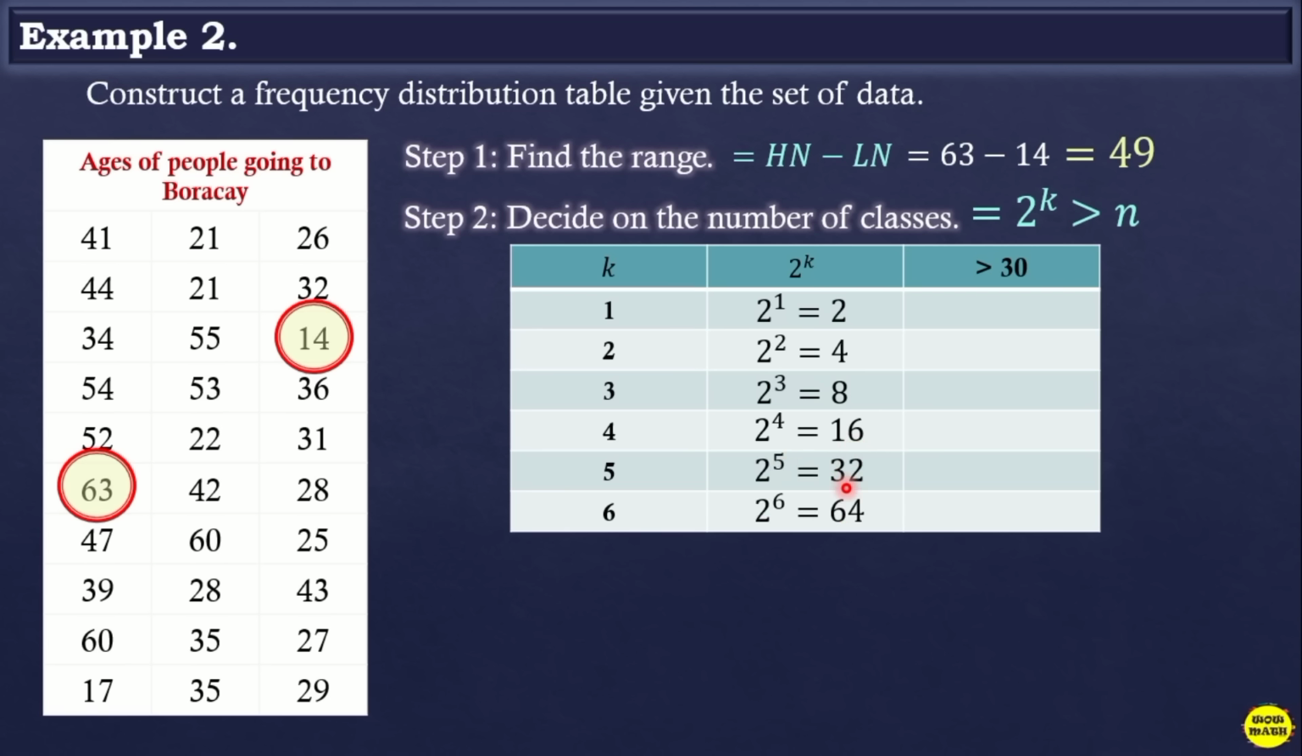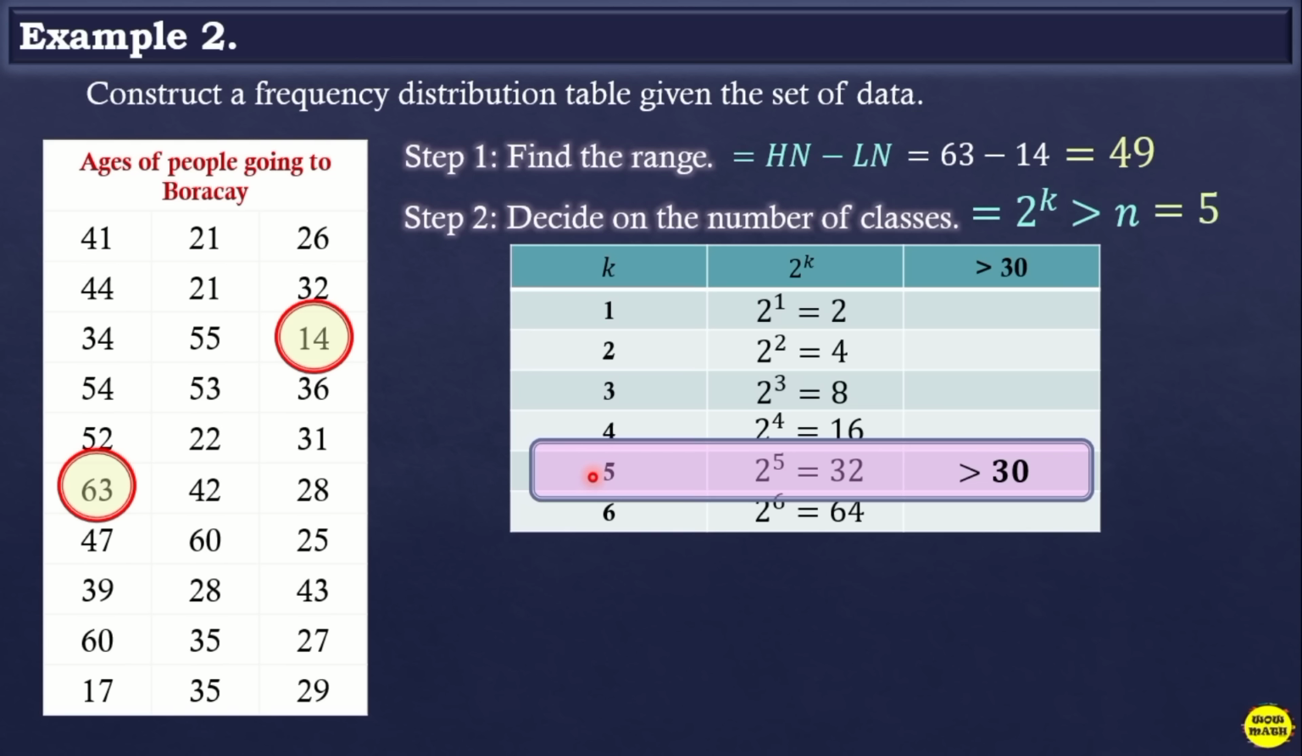Now, ang sabi, dapat mas mataas sa n, which is 30. 30 yung n natin dito. So, alin dito yung mas mataas sa 30 na nakuha natin? Meron tayong dalawa. Okay? Pero, syempre, ito ang kukunin natin dahil ito yung malapit. Once na makita mo na agad yung number na mas mataas sa 30, yun na po ang kukunin natin. So, 32 is greater than 30. So, therefore, ang kukunin po natin na number o ang gagamitin natin na number of classes ay 5.